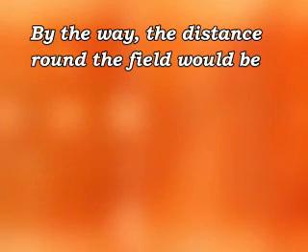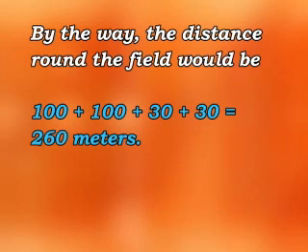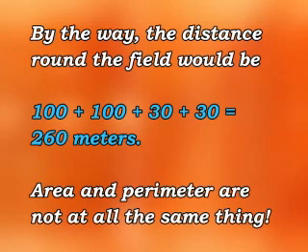By the way, the distance round the farmer's field, the perimeter, would be 100 plus 100 plus 30 plus 30. That's 260 meters. So remember, area and perimeter are not at all the same thing.